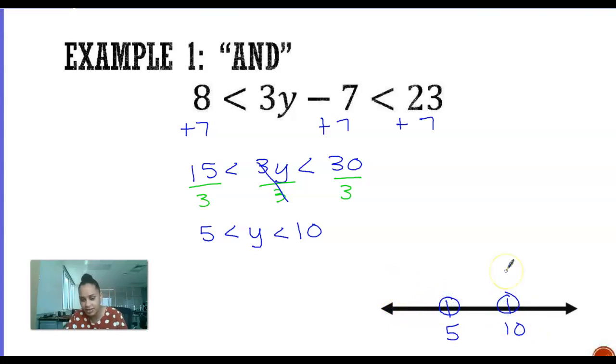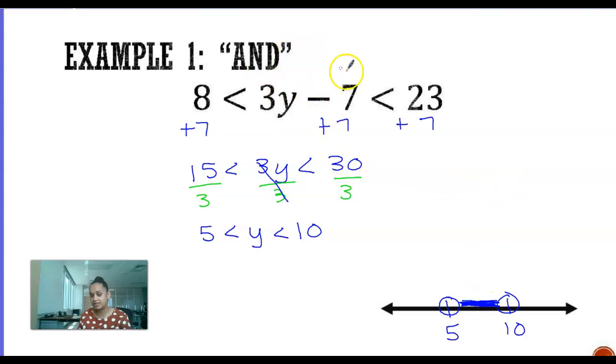Now we have to look at this. Look at it very carefully. The y is between 5 and 10. If you want to just cover up the 5 for now, notice that y is less than 10. And going the opposite way, y is greater than 5. So y is between 5 and 10. And in the problem, the y is literally in between that. So when I do my shading, I'm going to shade in between.